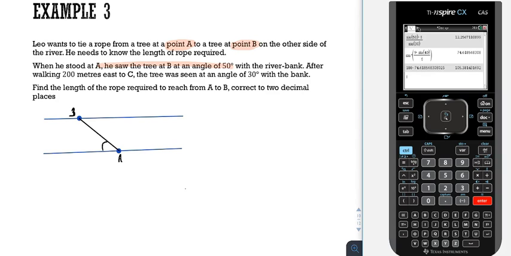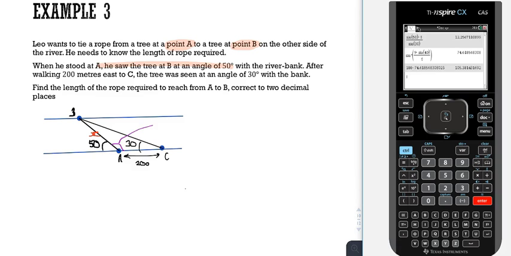We're told that when he stands at A, he saw the tree at B at an angle of 50 degrees with the riverbank. So that's my 50. And then after walking 200 meters east to another point, C, the tree was seen at an angle of 30 degrees with the bank. So putting in that 30 degrees, and this is the scenario that I'm looking at. In order to do any calculations for this, and note that what I am trying to calculate is the length between A and B, I am going to have to know that internal angle.